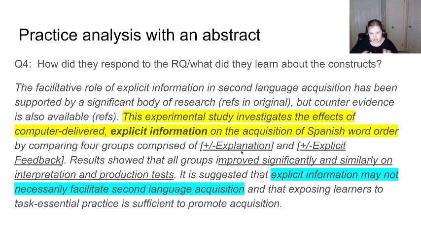Okay, yes? All right, so this is a slightly higher level abstract. So you can kind of see the major construct is explicit information. Its operationalization has to do with explanation/instruction and explicit feedback, right? The research question, therefore, asks about the role of explicit information. And the finding was that it didn't really help because the performance was similar across the groups that had explicit and didn't. Okay? All right, if you have specific questions about this, let me know. Like I said, something like this is on the homework. It's just not quite as challenging as this, okay? Yes? Awesome.